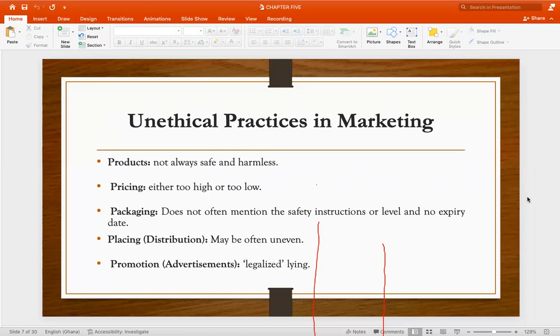Now, let's look at some unethical practices in marketing. First, products not always safe and harmful. When you look at products, you bring out products to market, and because you are unethical, you bring out products that are not safe and very harmful to the consumer.